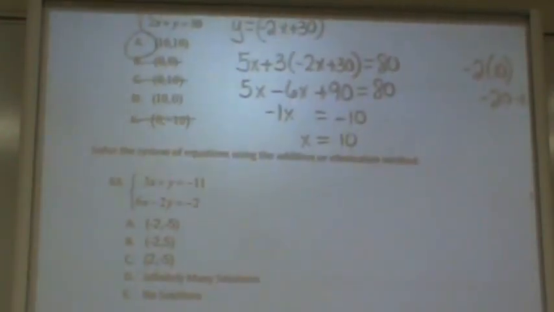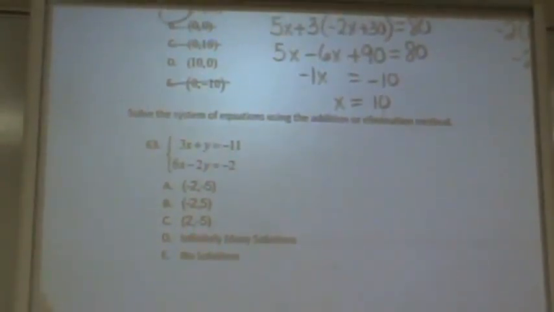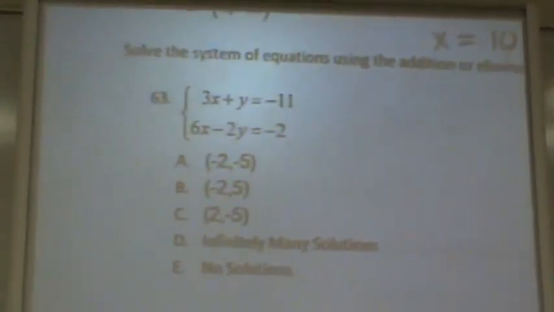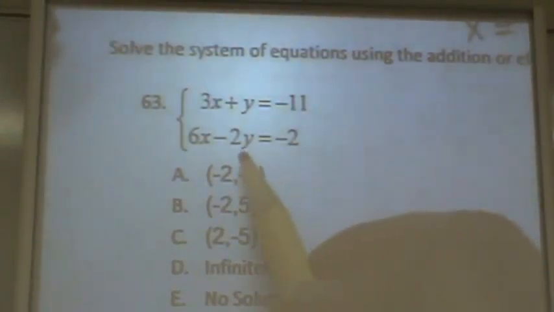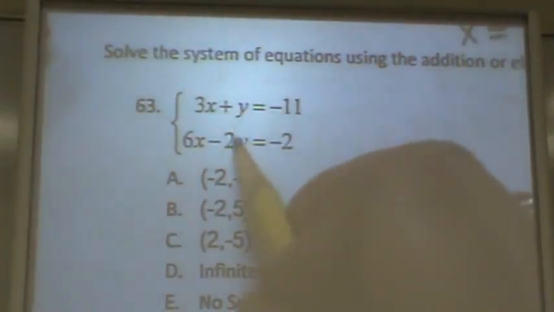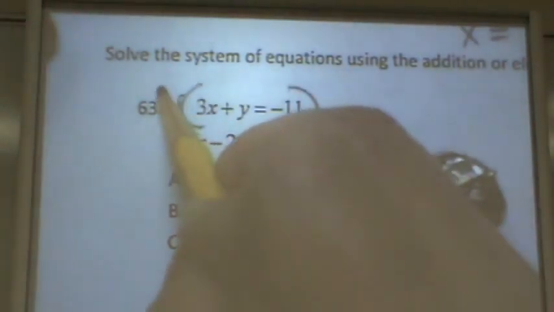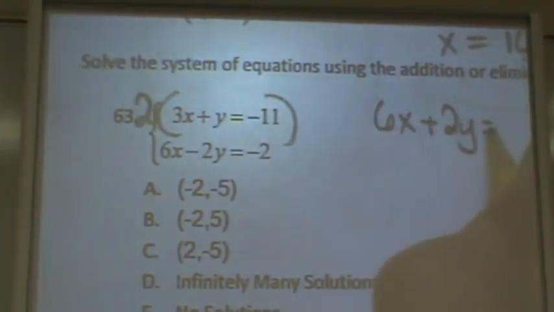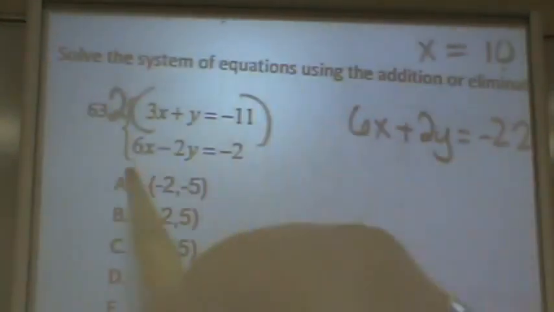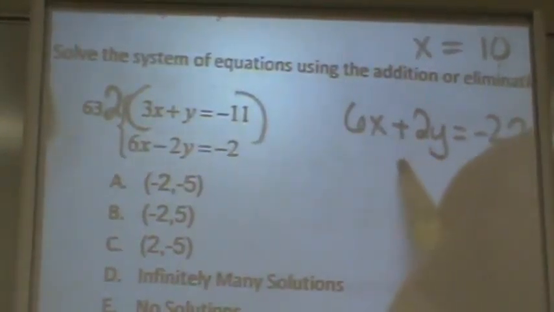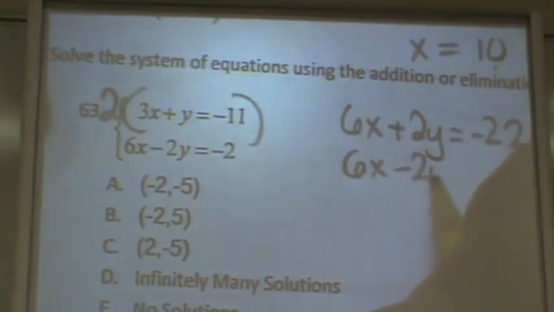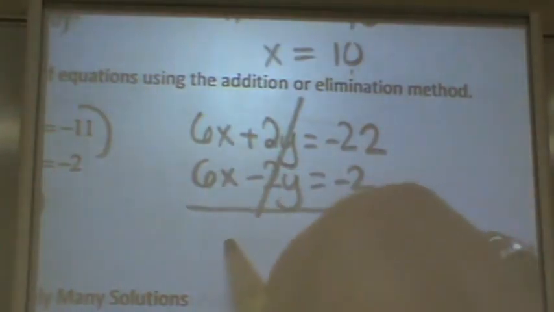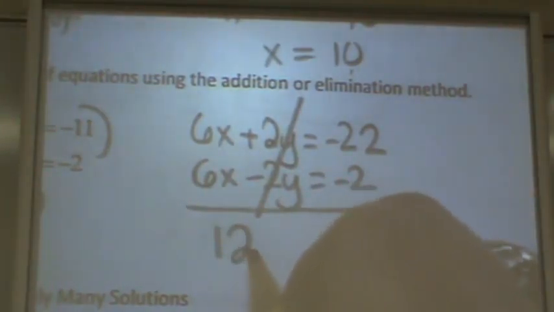Okay? For number 63, to solve by using elimination, the addition and subtraction method, since they're lined up nicely, I would multiply this top equation by 2. You multiply this by 2, you get 6x plus 2y equals negative 22. The whole thing has to be multiplied by 2. And then 6x minus 2y equals negative 2. And when I add, these two y's cancel.